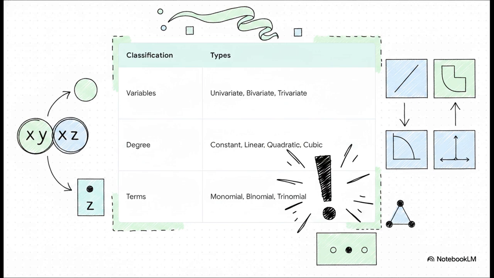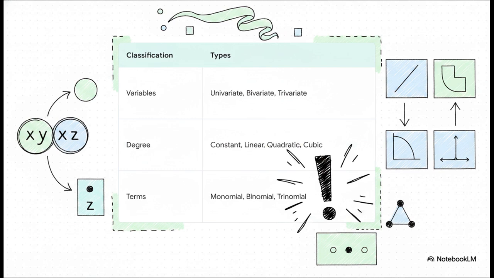First up, by the number of variables, univariate, bivariate, or trivariate. Simple enough, right? Second, by terms, monomial, binomial, trinomial. And finally, by degree, which is just a fancy way of saying the highest power of the variable. A degree of 1 is linear, 2 is quadratic, 3 is cubic, and 4 is biquadratic.